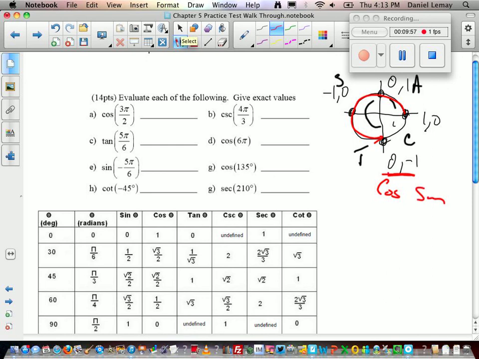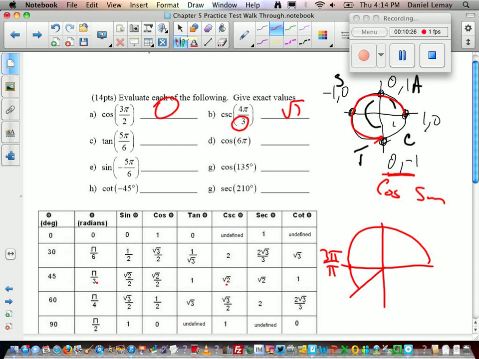Cosine is the same thing as the x value, sine is the y value, so we know this is going to be equal to 0. Next, 4 pi over 3. Now let's see. I know that this is 3 pi over 3 because that's 1 pi radian. So 4 pi over 3 is a little bit further. So that's down in that quadrant. I know the reference angle, because of Kaylee's little shortcut, is going to be pi over 3. So we're looking for cosecant, which is root 2. In this quadrant, we know only tangent and cotangent are positive, so it's going to be a negative root 2. All right, so that's that one.